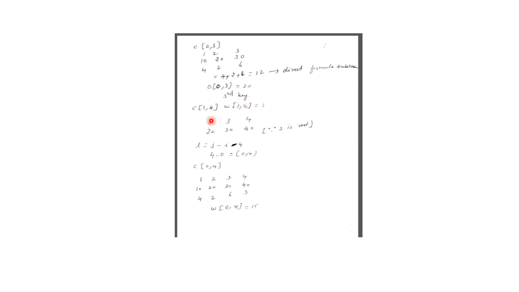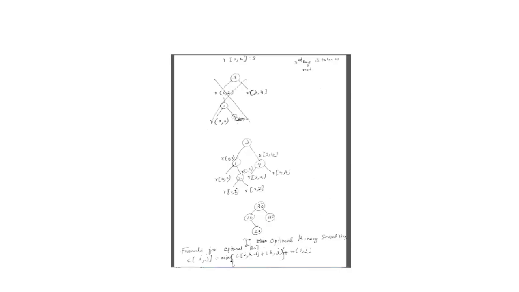Then C of 1, 4, W of 1, 4 is equal to 1. Here also we have used the formula, and in this formula we have substituted the values and we have computed the value of W of 0, 4 as 15. All these values are plotted in the table.